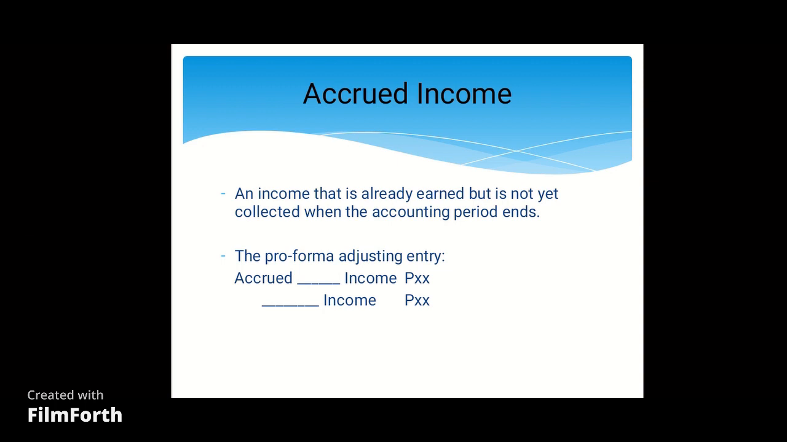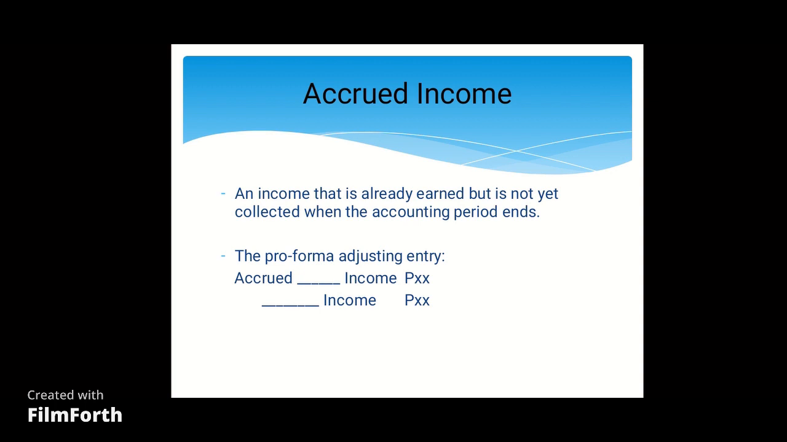So, accrued income. This is an income that is already earned but is not yet collected when the accounting period ends. Since we normally record income when cash is received, any income earned and no cash is received is presumed and understood to have not yet been recorded unless an adjusting entry is prepared. So the purpose of the adjusting entry is to record the income earned and recognize the corresponding collectible or receivable account. So the pro forma adjusting entry is debit accrued blank income, and then the credit side is blank income.